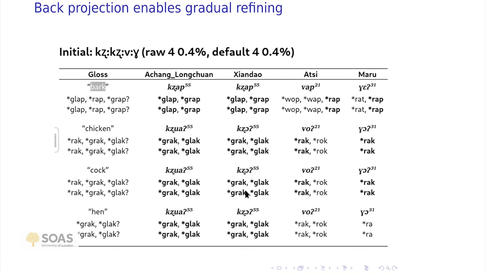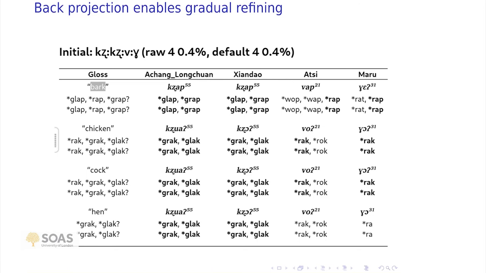we see this correspondence pattern. In A Chang, Long Chuan and Xian Dao corresponds to V in Azi and R in Maru. So for example, chicken, cock, hen, all the same thing, but yeah, they should be merged together. There are basically two examples. For bark, it's Gzhap and Vap and Re, and this one is Gzhua, Vo and Wo. So when you just take a look at this, Gzh, V, and R, of course, it's really difficult to think of any hypothesis that can explain them. But of course, you don't need to do that.